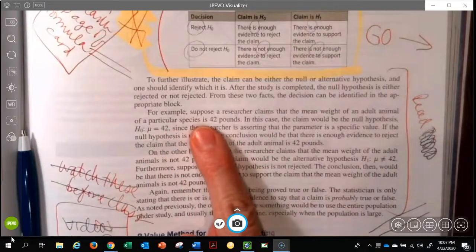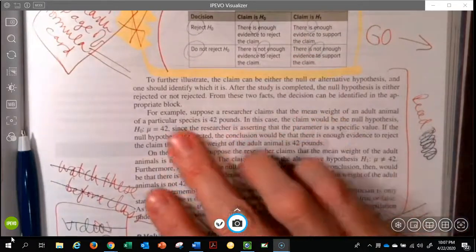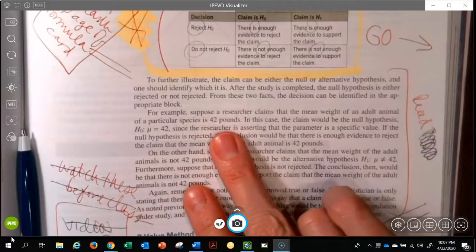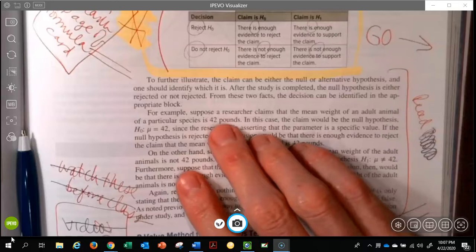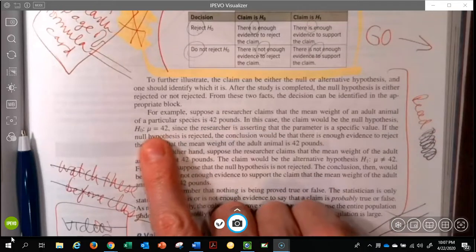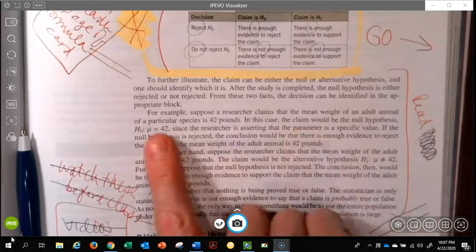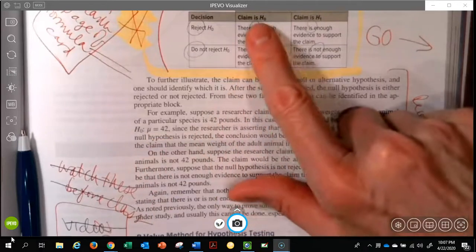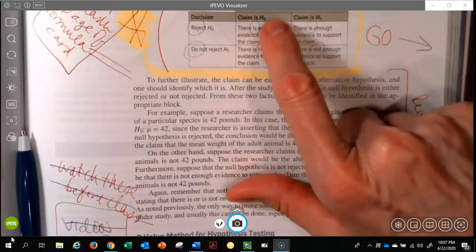For example, suppose a researcher claims that the mean weight of an adult animal of a particular species is 42 pounds. You've already looked at videos on how you go ahead and write that the null hypothesis is 42. There it is right there. In this case, the claim would be the null hypothesis. So up here, the claim is the null hypothesis.